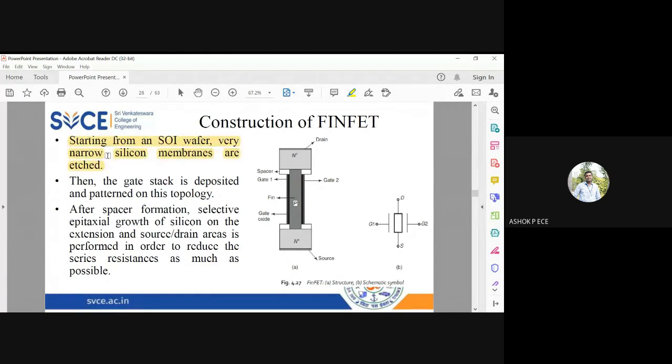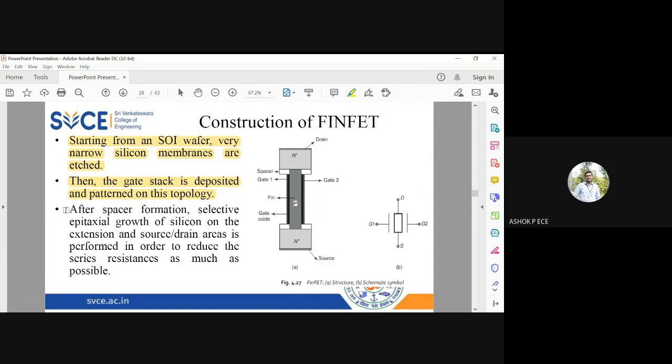The silicon fin is very, very narrow, so fabrication is going to be a little bit tough when you compare it with conventional MOSFETs. In the diagram, you see between source and drain you have two gate terminals, G1 and G2, on either side. So the silicon membranes are very, very thin, and the gate is deposited on either side of the silicon fin.